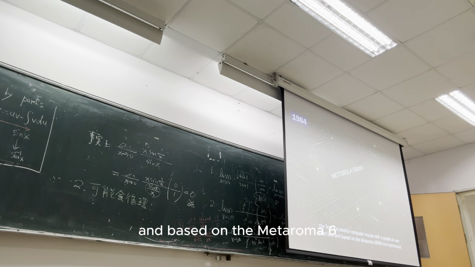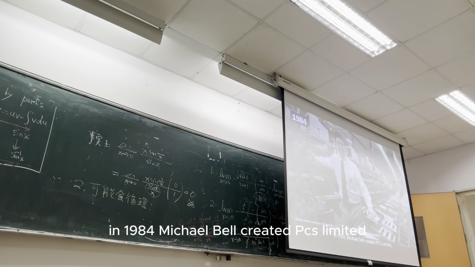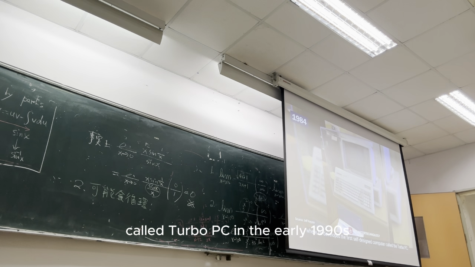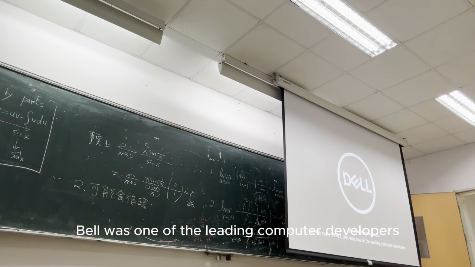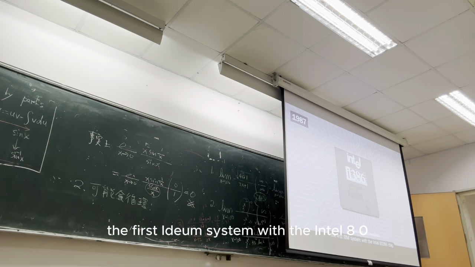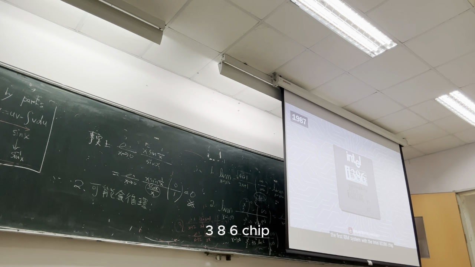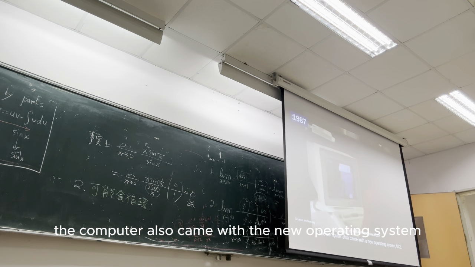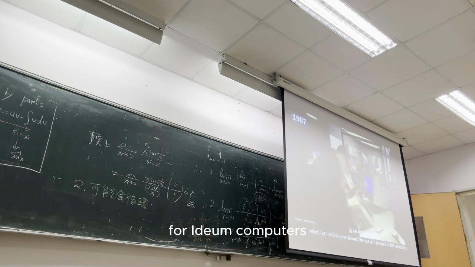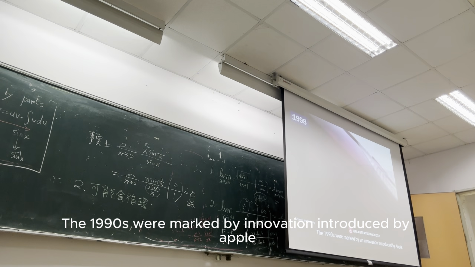In 1984, Michael Dell created PCs Limited, where he created the first self-designed computer called Turbo PC. In the early 1990s, Dell was one of the leading computer developers. In 1987, IBM released Personal System 2, the first IBM system with the Intel 80386 chip. The computer also came with a new operating system, OS/2, which for the first time allowed users of IBM computers to use a mouse.